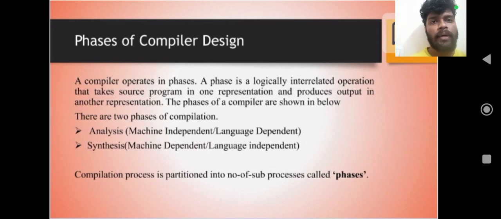A compiler operates in phases. A phase is a logically interrelated operation that takes a source program in one representation and produces an output in another representation. The phases of the compiler are shown below. There are two phases of compilation: analysis and synthesis. The compilation process is partitioned into a number of sub-processes called phases.